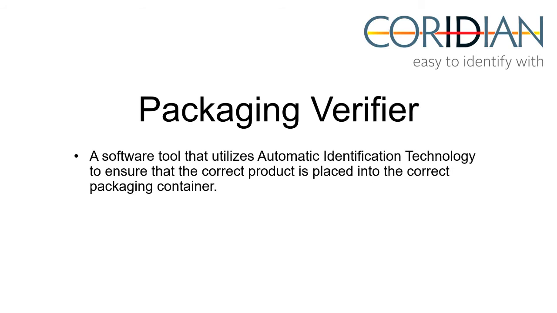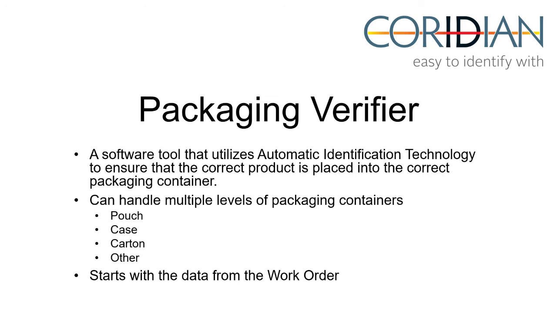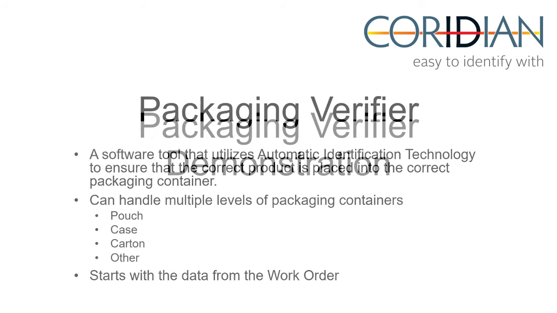Now, whether we are using barcode technology or RFID technology, the system itself must be able to handle multiple levels of packaging containers, which can include pouches, cases, cartons, or other types of containers. It is important to note that this process should be started from the data on the customer's work order. This will give us all of the base information that we will need in order to correctly verify all of the different packaging levels.